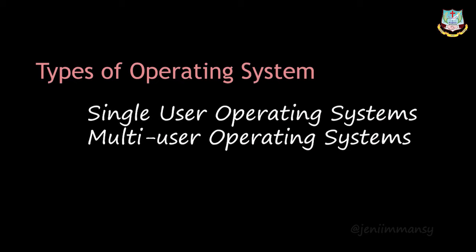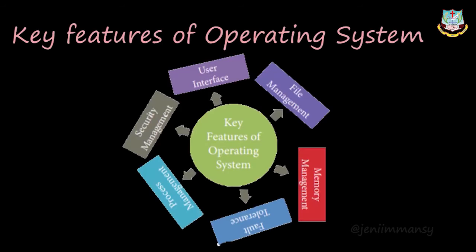Okay, next one is key features of operating system. When you see this diagram you can understand: user interface, file management, memory management, fault tolerance, process management, and security manager are the key features of operating system. Okay, first we'll see what is user interface. User interface means the user is connected with the computer using this operating system. Okay, that is what user interface is.